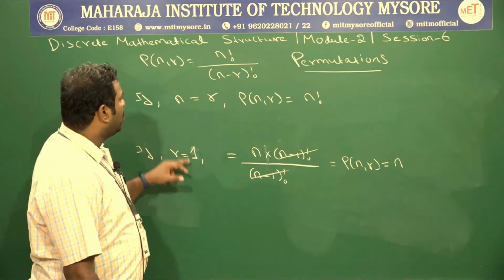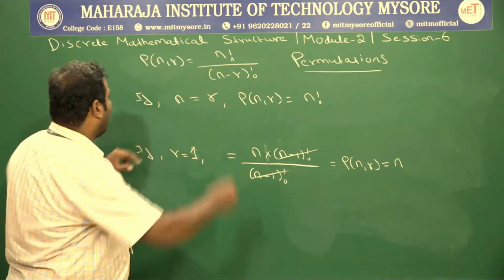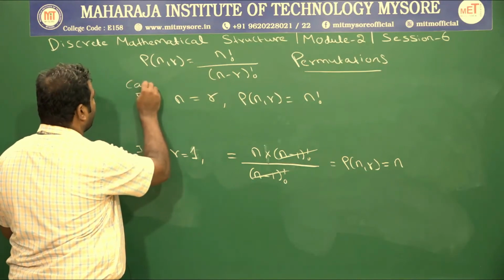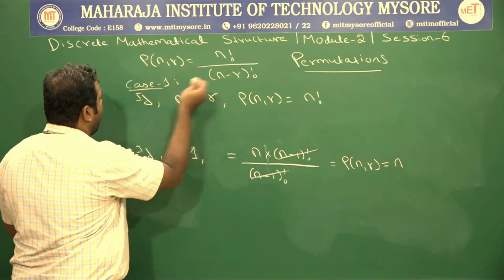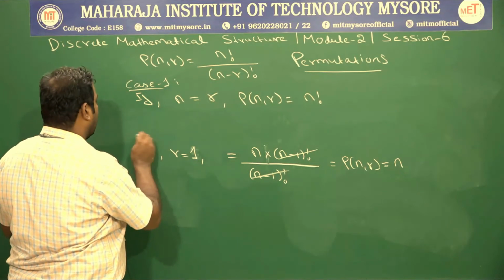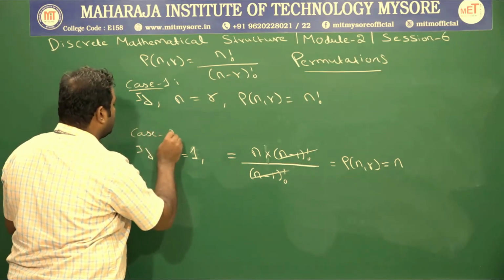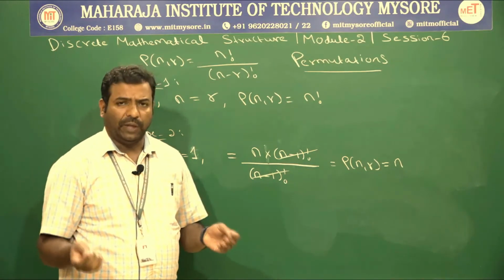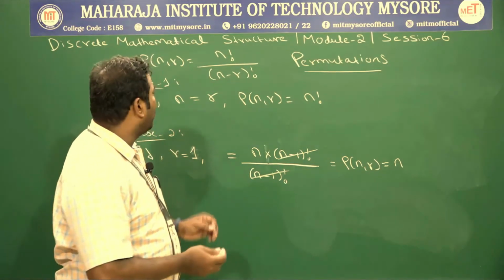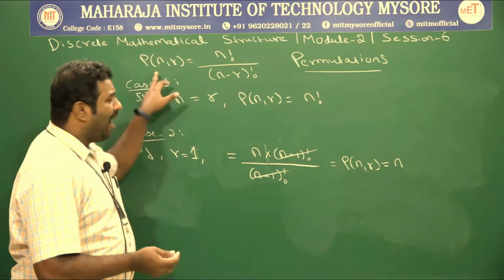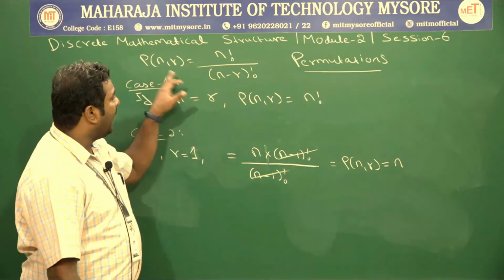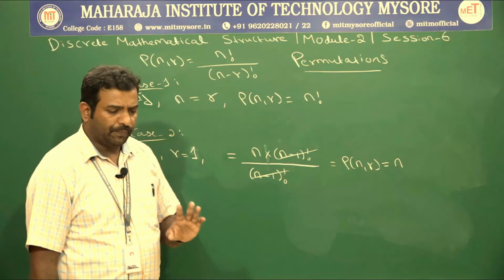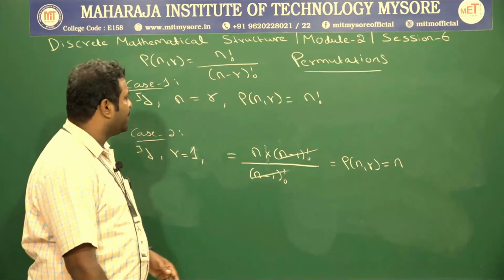So now, as I told you, I've got case 1, where I'm going to have n equals r, and in case 2, I'm going to have r equals 1. So what's the other case you can think about? At any point of time, this n and r value cannot be negative. So don't think about such cases.